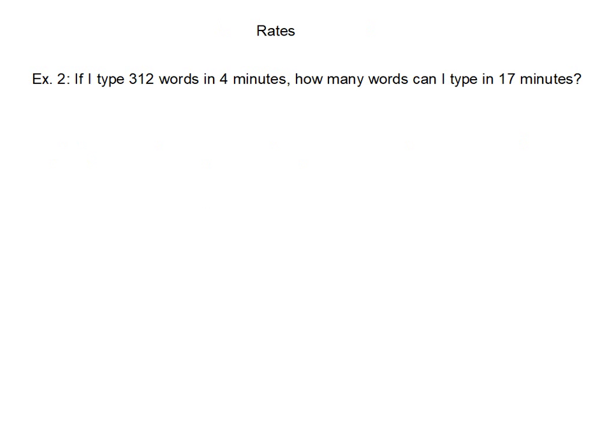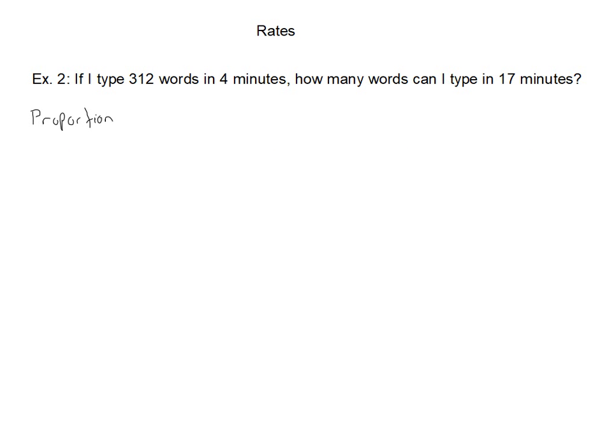We looked at an example sort of like this before the break, but it's probably a good refresher. In this example, I can type 312 words in 4 minutes. The question here is how many words can I type in 17 minutes? I'm going to solve this two ways. I'm going to solve it using a proportion first, and then we'll solve it using the unit rate.